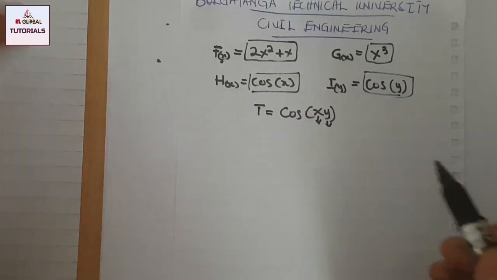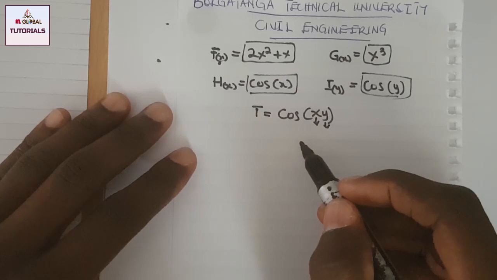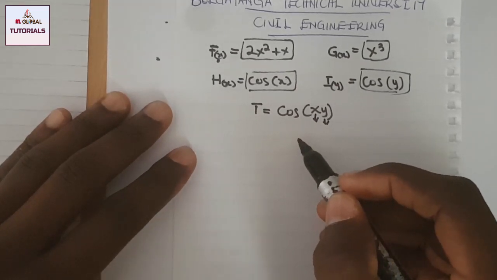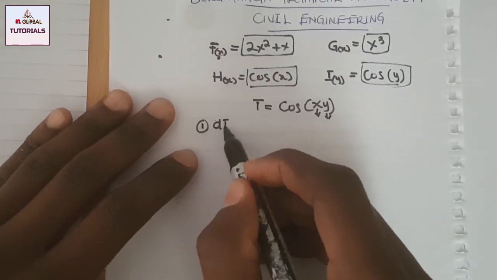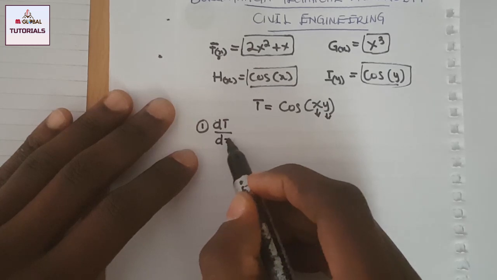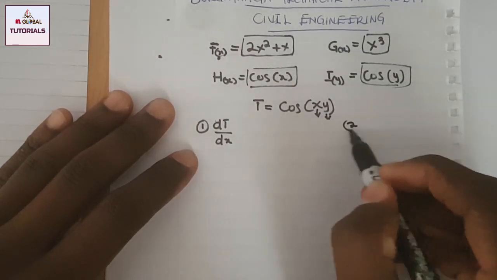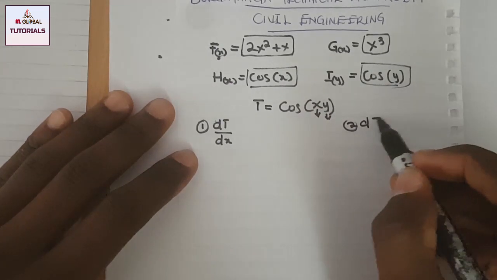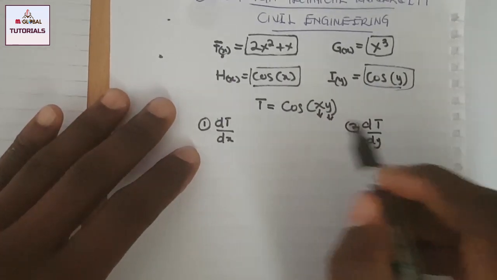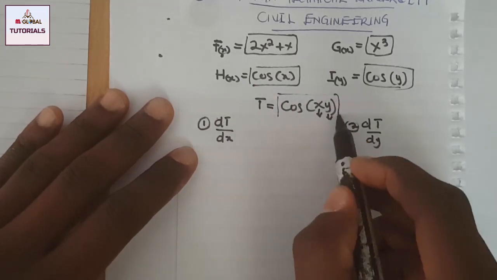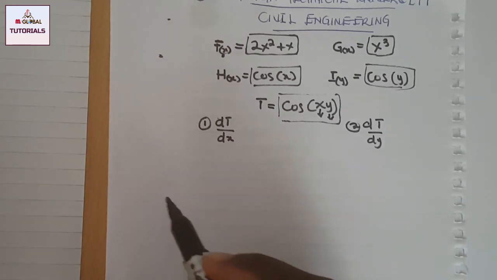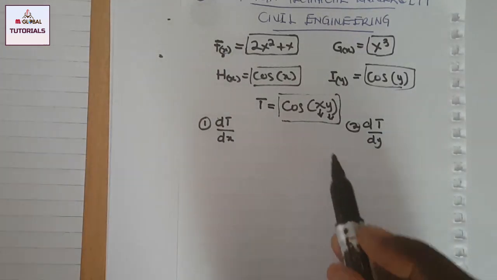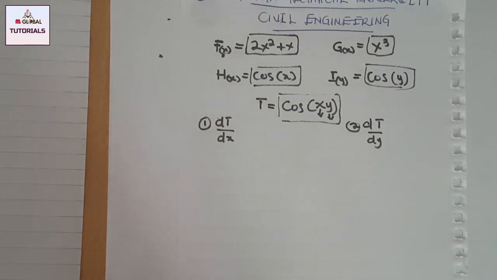Okay, so they can ask you to find dt dx, or dt dy. This explains that this function is a multiple-variable function. It has x and it has y. Normal people find the chain rule in a very complex way, so I'm going to go by a very short way.